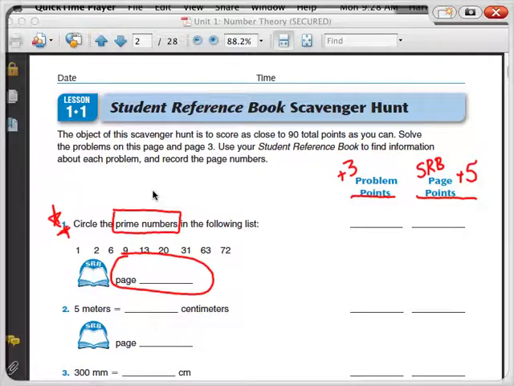So as you can see, the most important thing is to be able to locate things that you need in the student reference book. I look forward to seeing you in class tomorrow, and congratulations on making it through finding your very first flipped video.